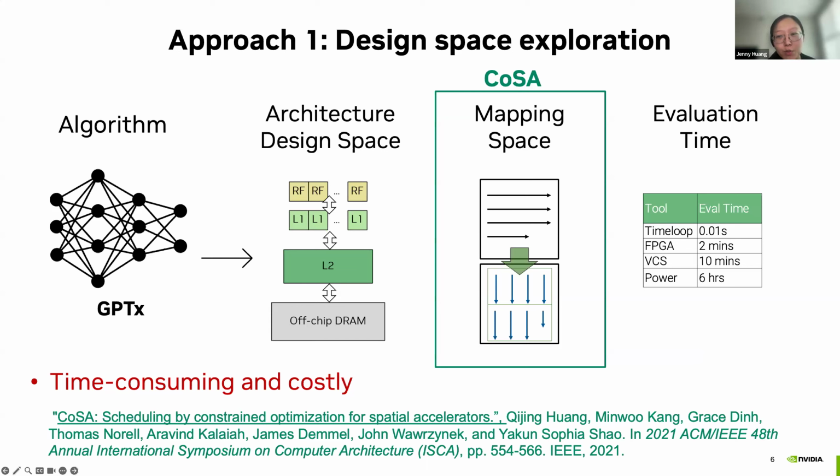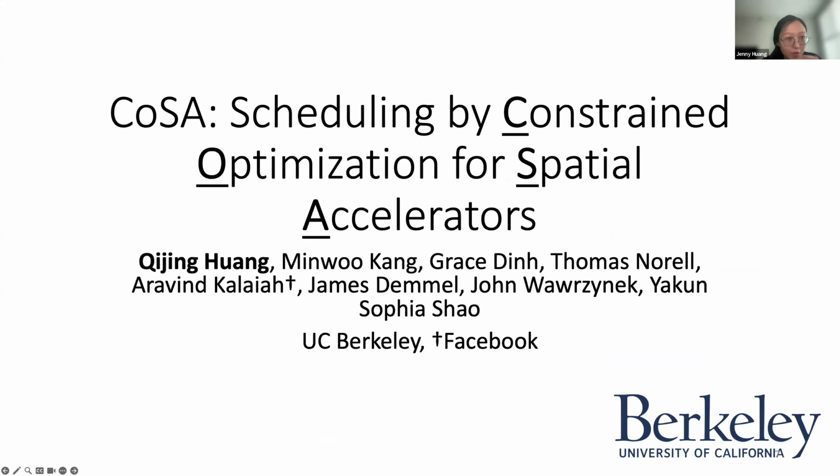The first technique I'm going to present here is called COSA. This one is specifically trying to tackle the question of how we efficiently map a workload onto a new spatial accelerator architecture. It is a constraint optimization-based method we introduce to find performance and energy efficient schedules in one shot. The following will be the slides for COSA, and this work is done in collaboration with professors from UC Berkeley, including my advisor John, Sophia, and Jim Demmel.